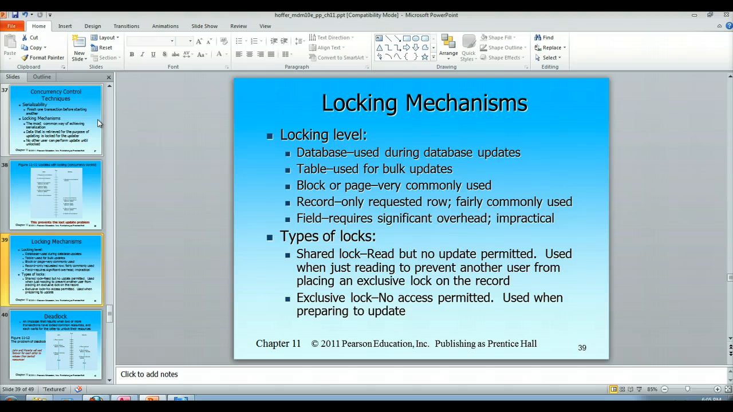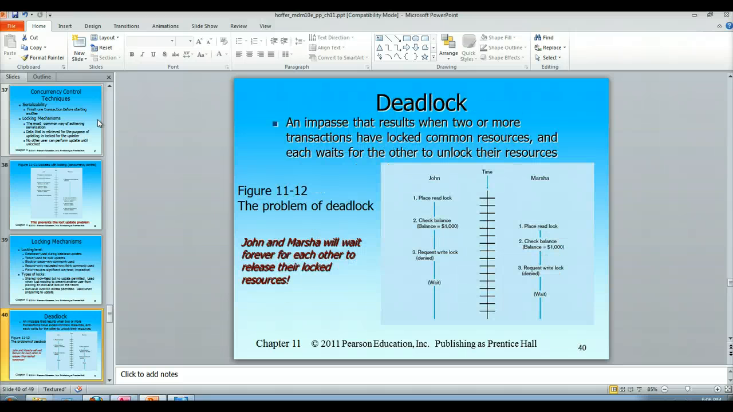There's a shared lock, where both people can read, but nobody can update. So if you've got a shared lock in place, people can't do updates. So if John and Marcia had both had shared locks on the account balance, neither one of them would be able to update until one of them received what's known as an exclusive lock, which would exclude anyone else from doing anything until the lock was released. Then what can happen, and something that has to be defended against in a database management system, is what's known as the deadlock.